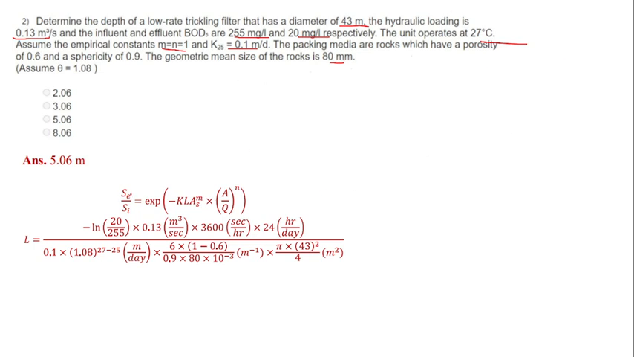So we know the formula. SE by SI is equal to exponential of minus K L AS power m into A by Q whole power n. m and n are equal to 1 and the K value is to be found for 27 degrees Celsius. So we know the equation K27 is equal to K25 into theta, which is 1.08, power 27 minus 25. Now by solving this, you will obtain the value of K27. Okay. And L is to be found.